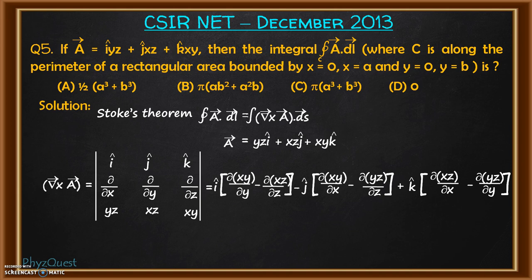So upon differentiation, this will yield i cap (x minus x) plus j cap (y minus y) plus k cap (z minus z). So all the terms go to 0. So this curl of A is equal to 0, which means this integral value will also be equal to 0. So the answer to this question is option D. Now let's move on to the next question.